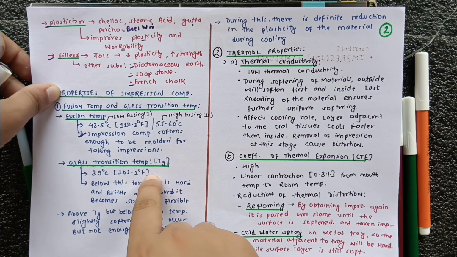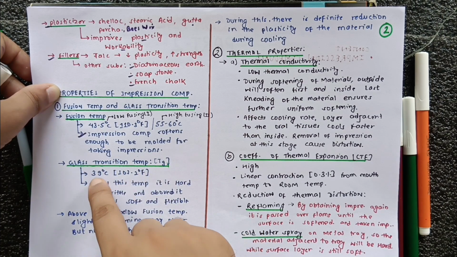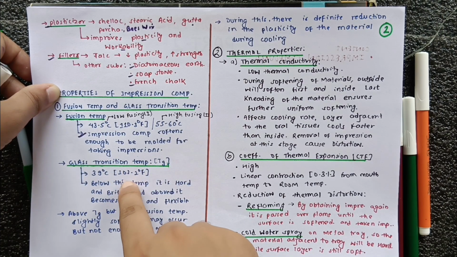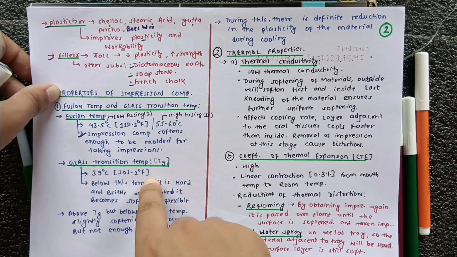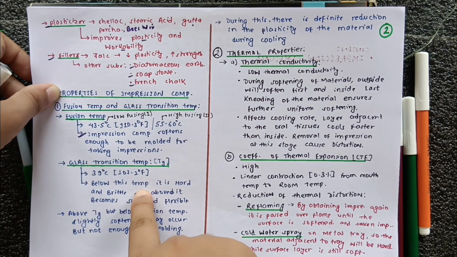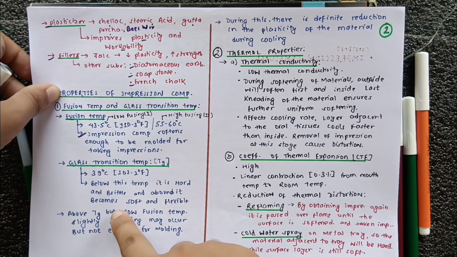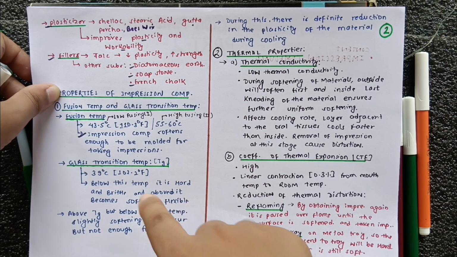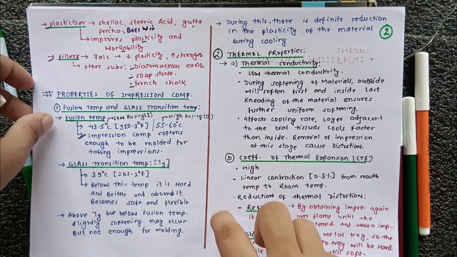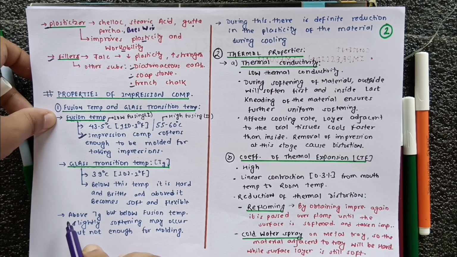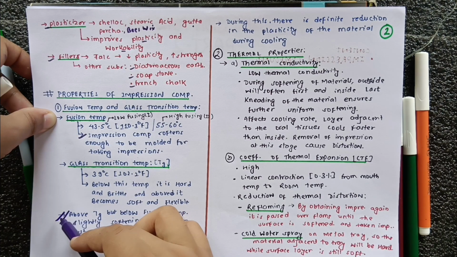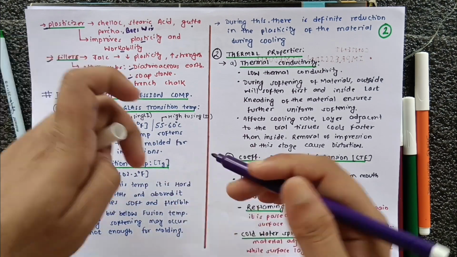Similarly, after that, the glass transition temperature, that is called Tg, is 39 degrees Celsius, which is 102.2 degrees Fahrenheit. Below this temperature it is hard and brittle, and above it becomes soft and flexible. Just look at this point too: after the glass transition temperature but below the fusion temperature, slight softening may occur but not enough for molding. So this is a very important point.